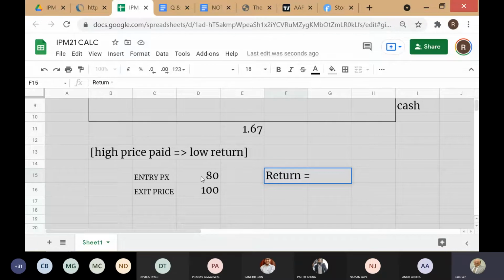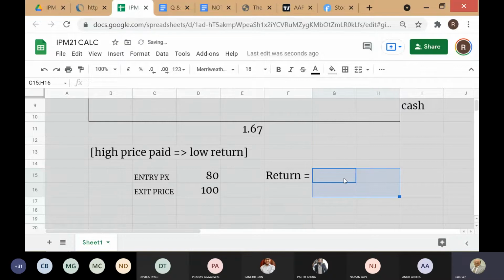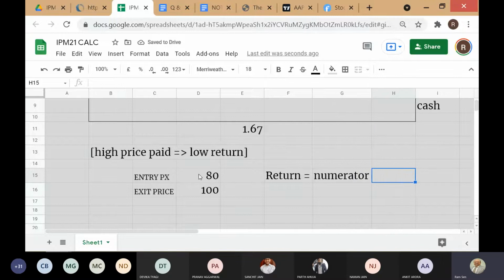So if we take return and put this all together, we'll put numerator and denominator here. What is the numerator in the return? What should we write? This is an investment where you enter at 80 and you get out at 100. What we are trying to calculate is the return. The return will obviously be a percentage figure, so it'll be a ratio, and we have a numerator and a denominator.